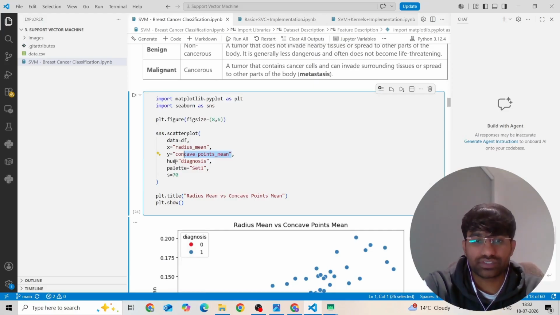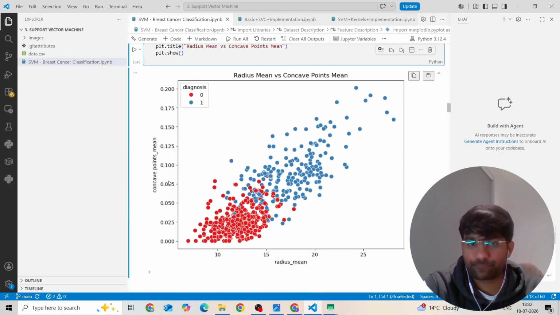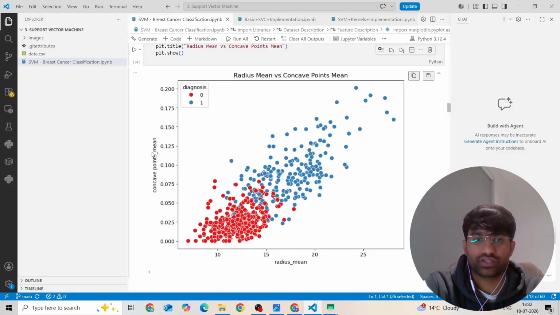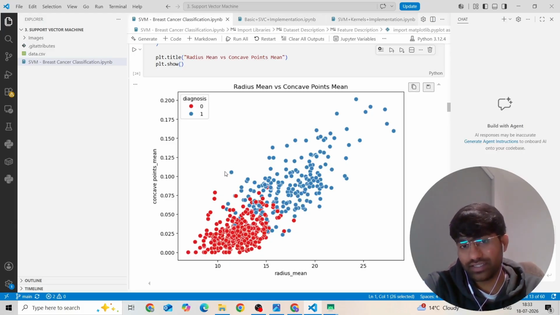And plotted hue equal to diagnosis. Diagnosis is our target variable. So I have plotted a scatter plot using the seaborn. You see the x-axis is radius mean, and y-axis is concave points mean, and hue. That means these classification points, I have colored them with 0 and 1. The red points are non-cancer, and the blue points are cancerous. You can see this looks like linearly separable data, right?